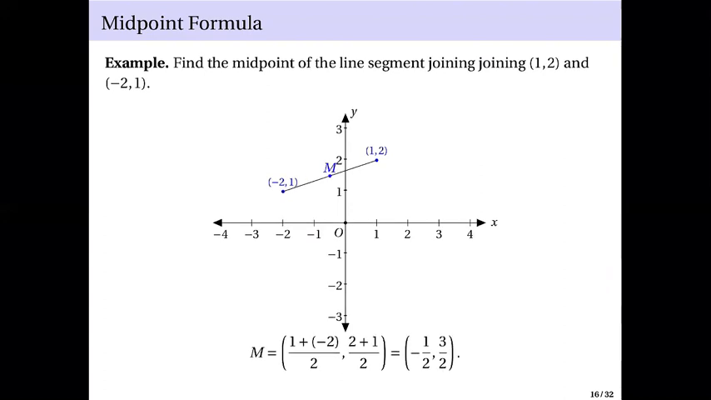And if we check, it's in here. So this point here, it's negative 1 half, that's negative 0.5. And then positive 3 halves, that's your 1.5. So plain substitution of values in the formula.